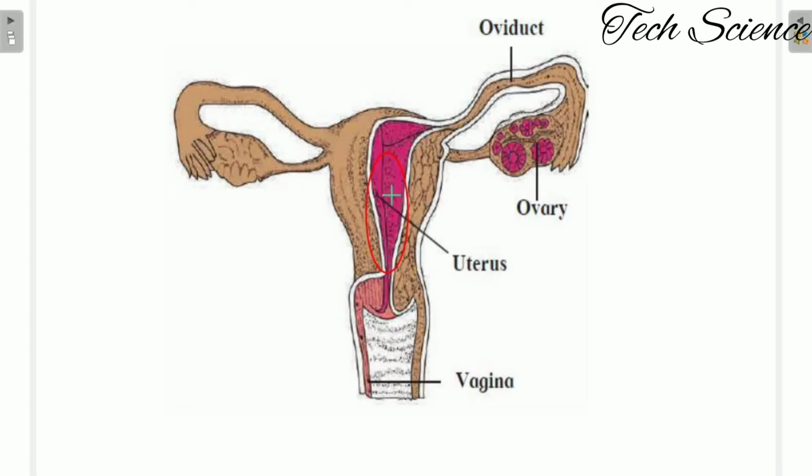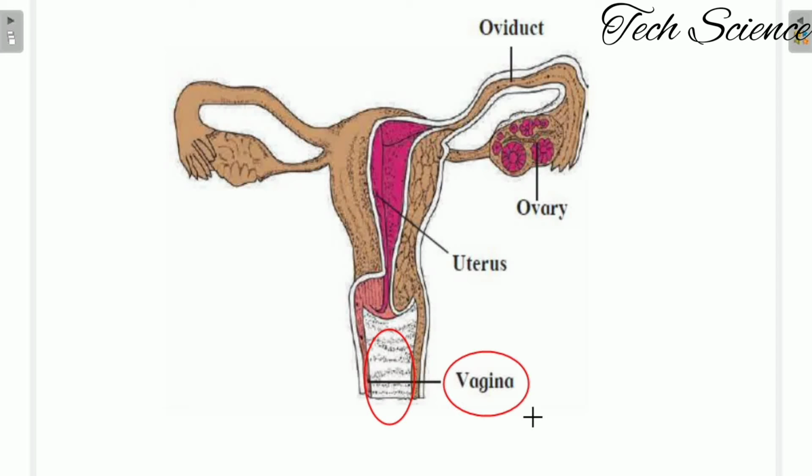During labor, the fetus is expelled due to the contraction of the uterine muscles, and through the birth canal, also called the vagina, the fetus gets out. Okay, so this is the function of the uterus.